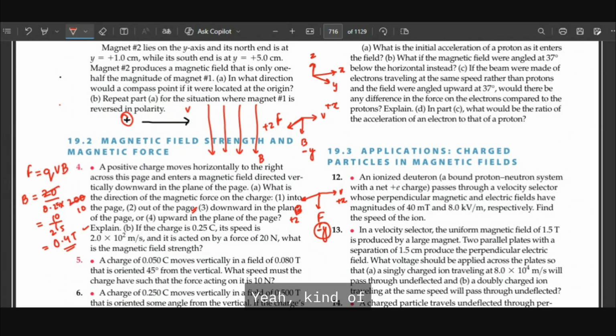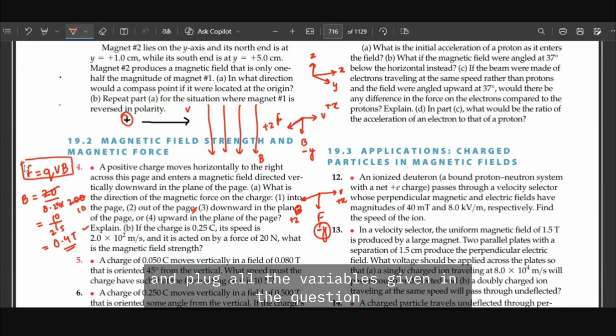Yeah, kind of. Yeah, it's pretty simple. Just try to understand it. You just have to use the formula and plug in all the variables given in the question.